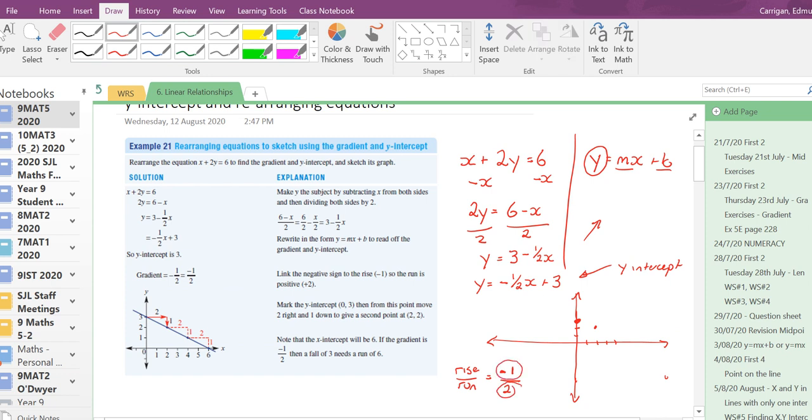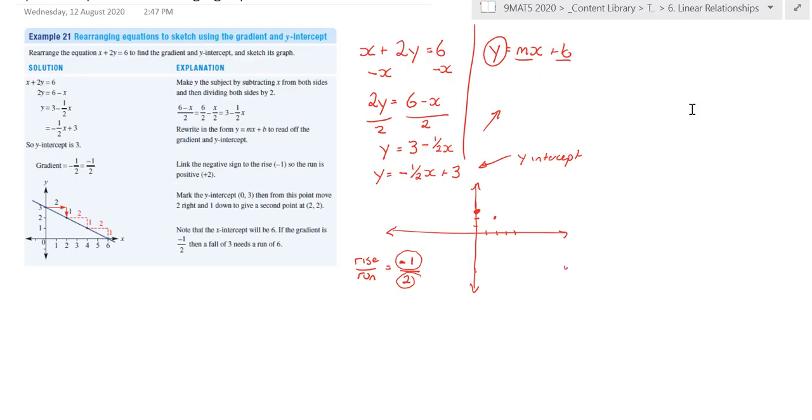I guess it might work out better if I go like this. Across 2, down 1. And we can draw our line by putting a straight line through those points that we've drawn. And so this line here will be y equals minus a half x plus 3.